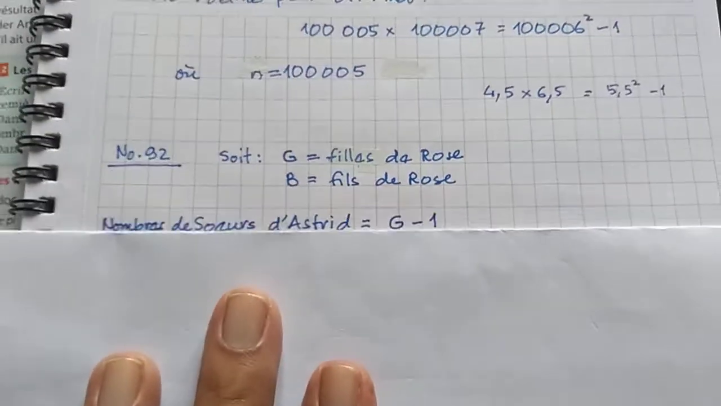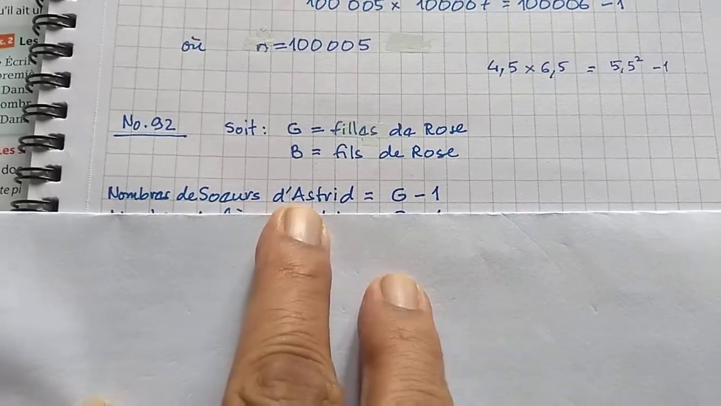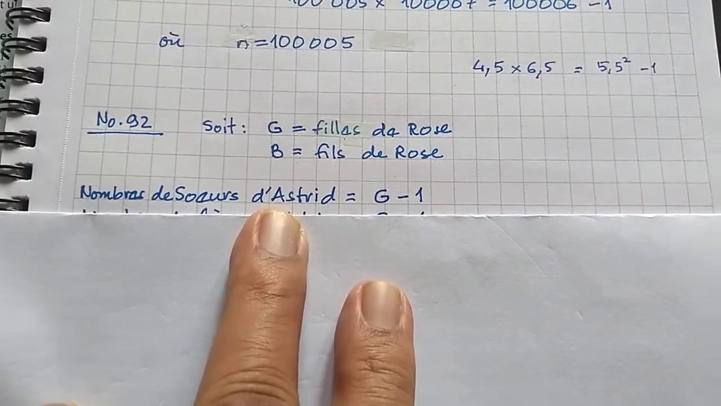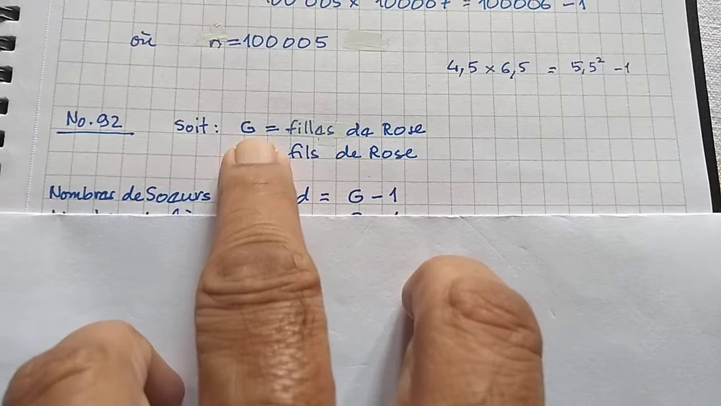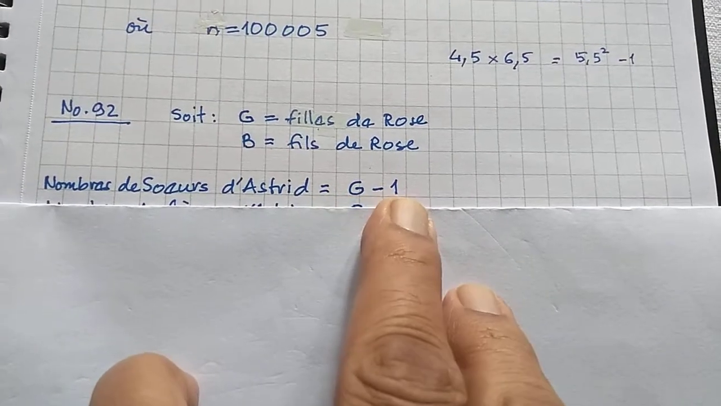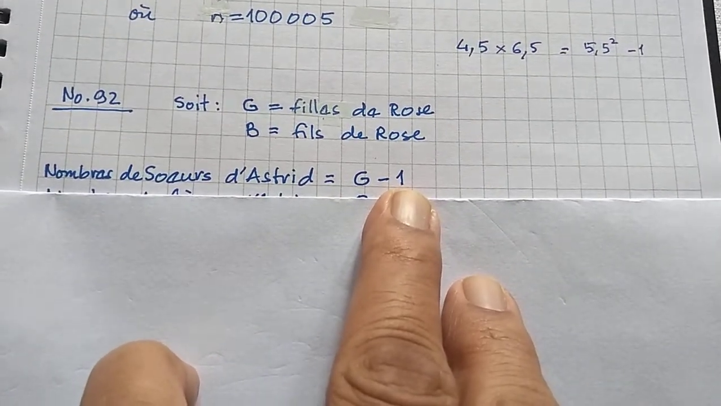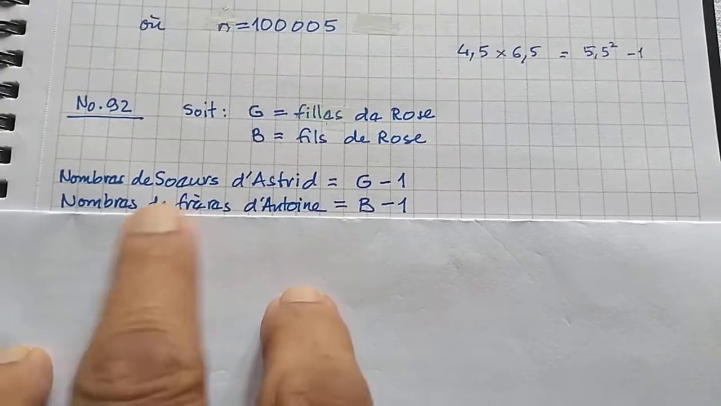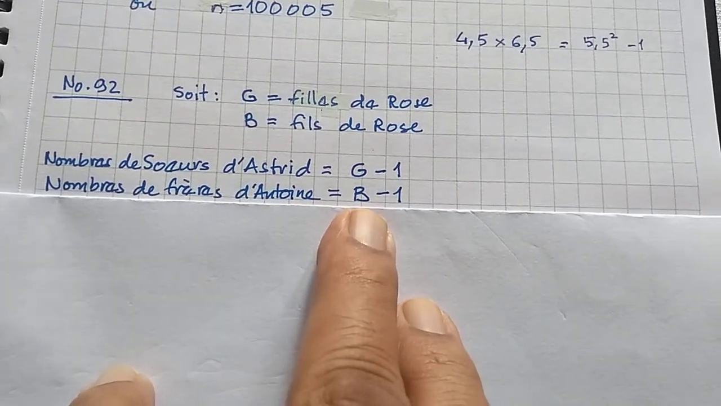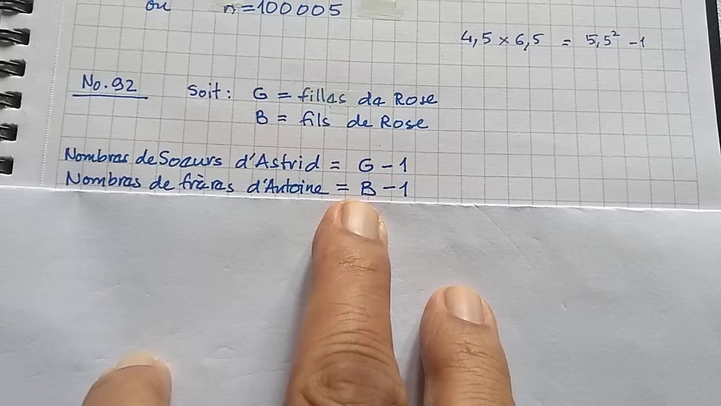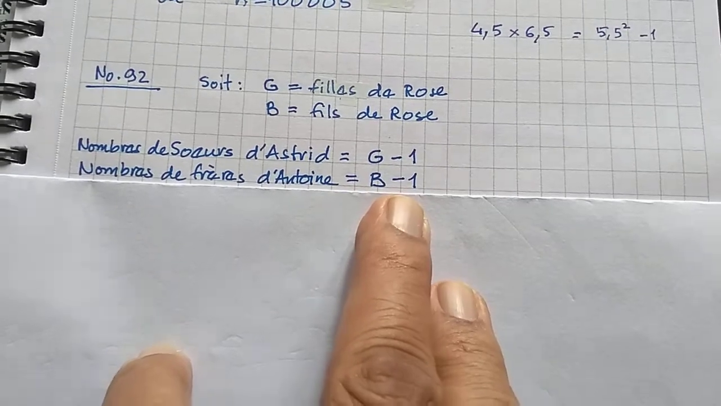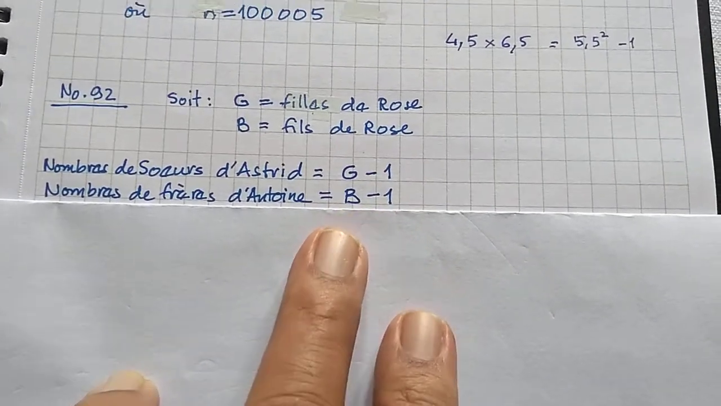Correct? Okay. Nombre de sœurs d'Astrid. Astrid is a girl. How many sisters she has? Well, she has sisters. She can't count herself. So she has G minus 1 sisters. Correct? Correct. Nombre de frères d'Antoine. B moins 1. He cannot count himself. So number of boys minus 1 is the number of brothers he has.